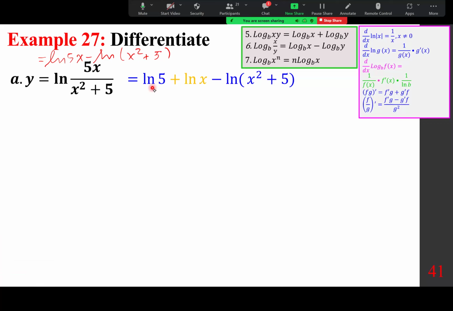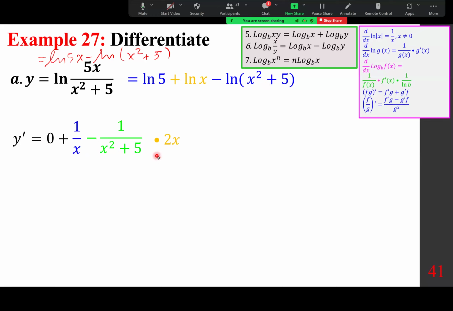ln 5 is a number. Its derivative is 0. So y prime equals 0. I'm going to put 0 on purpose. ln x is 1 over x minus, now ln of this expression, 1 over this expression, which is x squared plus 5. And then by the chain rule, I need the derivative of that, which is 2x. And I'm done with calculus class. This is my only calculus step.